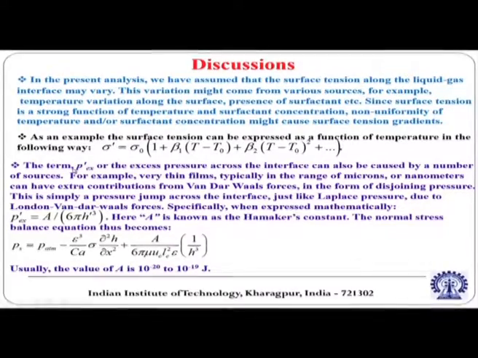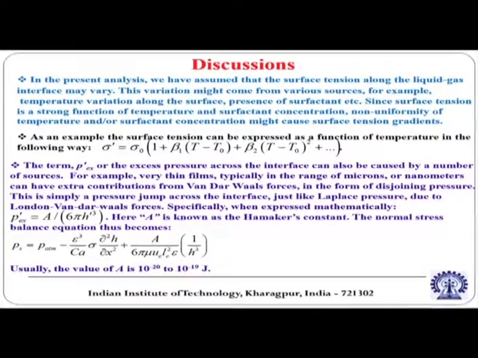Now, what about the term P dash x or the excess pressure across the interface? For very thin films, typically in the range of microns or nanometers, there can be an extra contribution from van der Waals forces in the form of disjoining pressure. This is simply a pressure jump across the interface, just like a Laplace pressure, but due to van der Waals forces. These forces become important only when the film thickness becomes so small that intermolecular forces also play a dominating role. One typical way of representing it mathematically is this particular form.